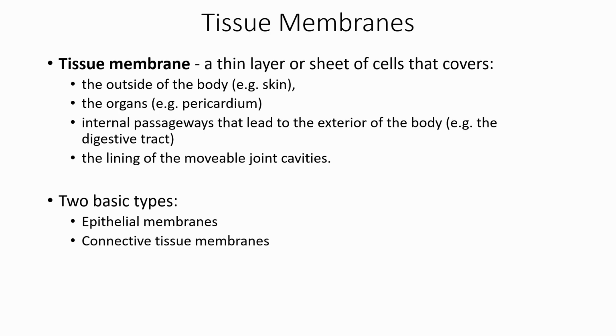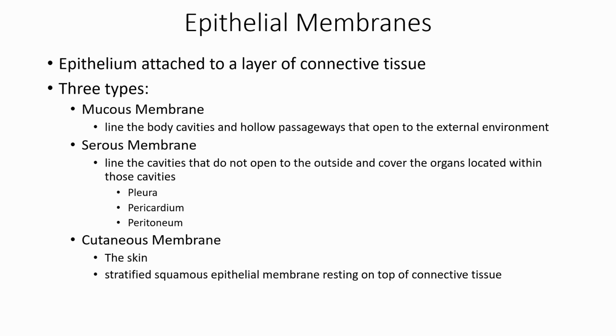And we have really two basic types. We have the epithelial and the connective tissue membranes. So let's talk about epithelial membranes first. These guys, this is the connective tissue that the epithelium is going to attach to. We have three different types of epithelial membranes.